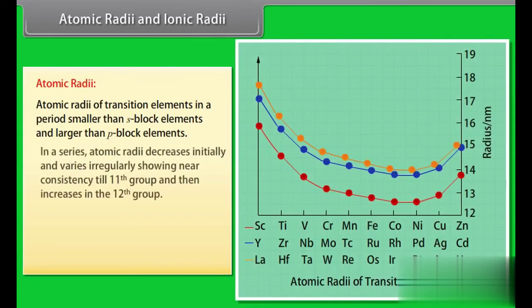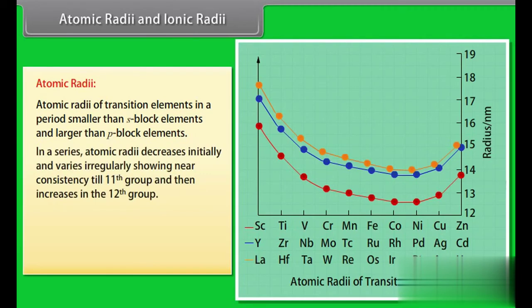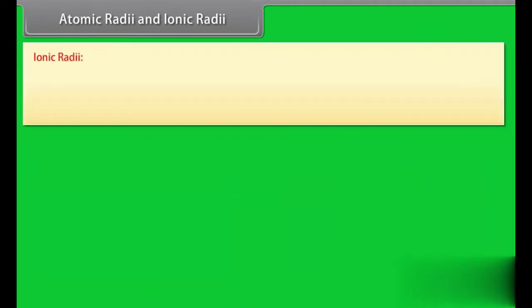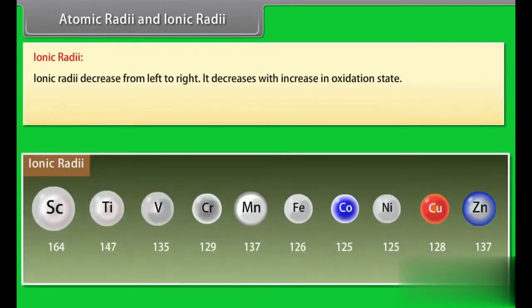elements. In a series, atomic radii decrease initially and vary irregularly, showing near consistency till the 11th group and then increase in the 12th group. With increasing atomic number, nuclear charge and shielding effect of d electrons increase and counterbalance the effects, resulting in a small decrease in atomic radii. In zinc, cadmium and mercury, there is an increase in atomic radii due to electron repulsion which exceeds the nucleus' outermost shell attraction. Ionic radii. Ionic radii decrease from left to right.